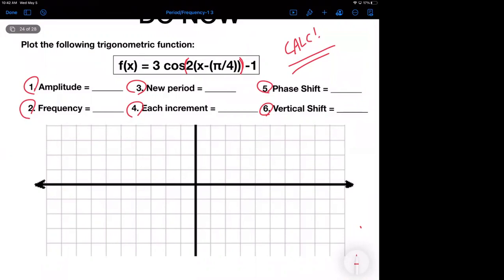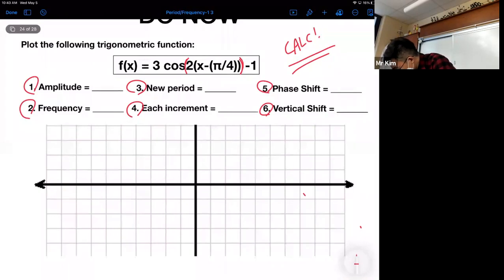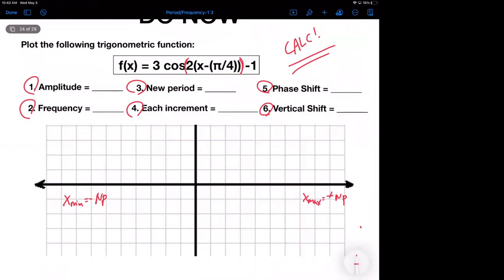Mr. Kim, when we're graphing it on our graphing calculator, what should we set the max and min to? So your X max should be whatever your new period is, the positive new period. And X min should be your negative new period. Okay, thank you. Yep.